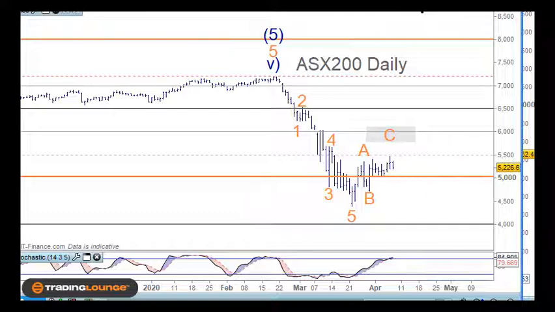Starting with the ASX here on the daily chart. We know that the move up through here is likely to be corrective, and in terms of confirming that, a move from this current high back to 5,000 would give us overlapping wave structures, so that would create the bearish point at that stage.